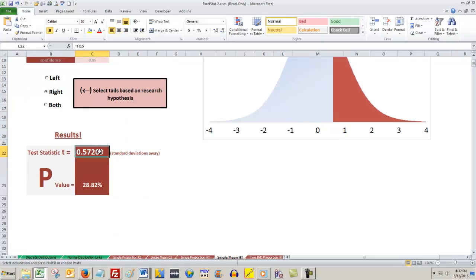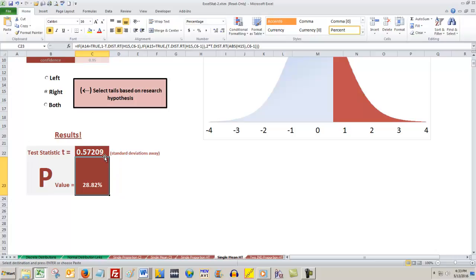But look at the test statistic. You're only half a standard deviation away with a huge p-value, which means the data that you're getting is very, very close to the null hypothesis you were expecting. So in the first one, we had a small p-value, which means it's hard to believe that the average speed of one of those cars is 30 miles an hour.